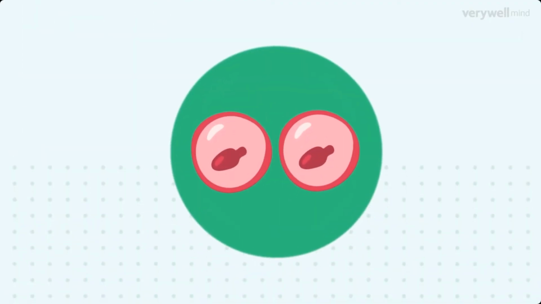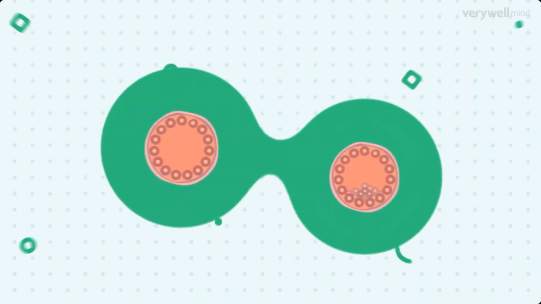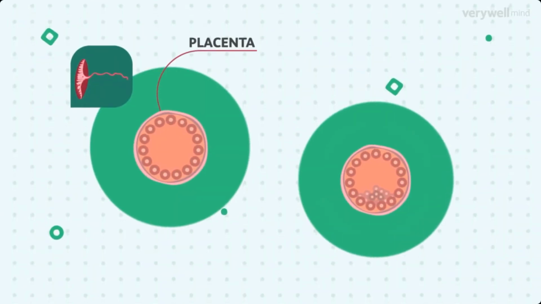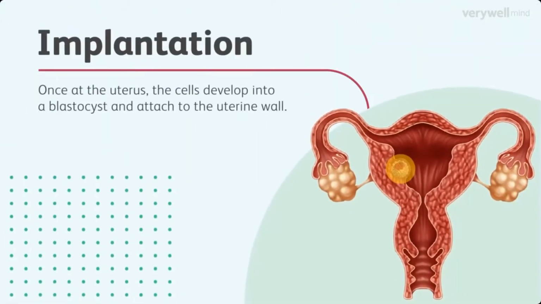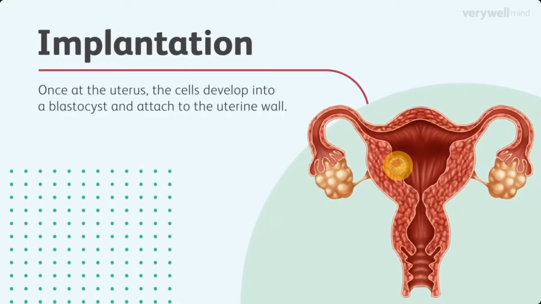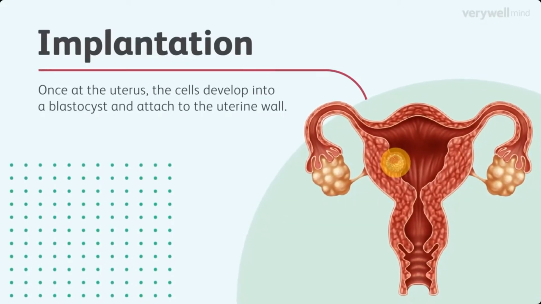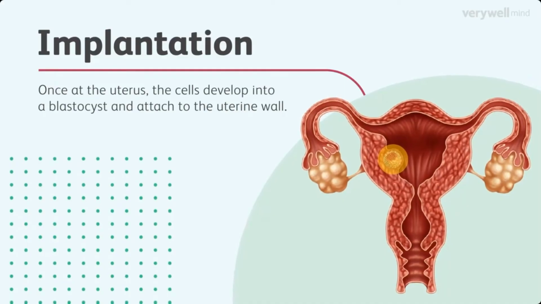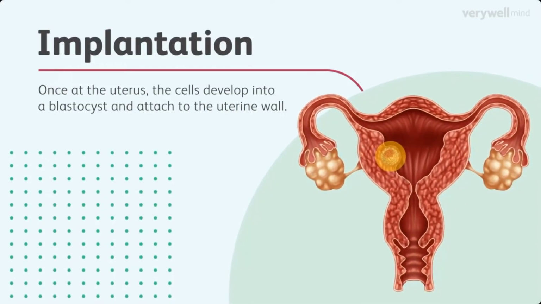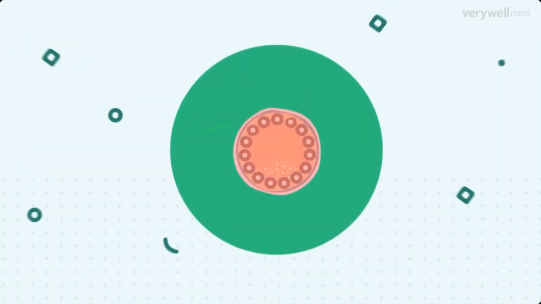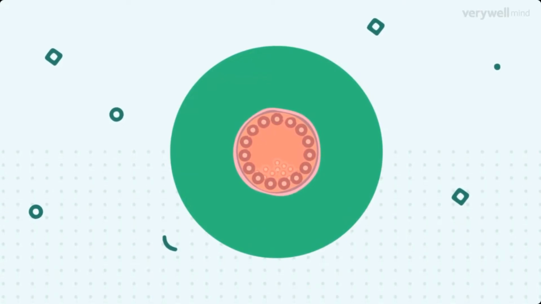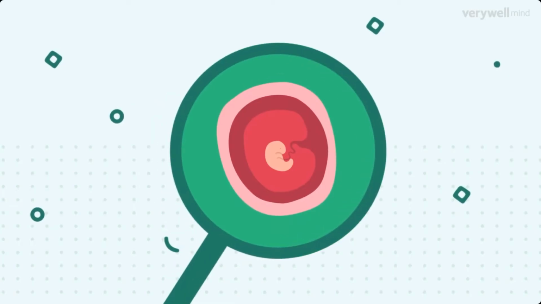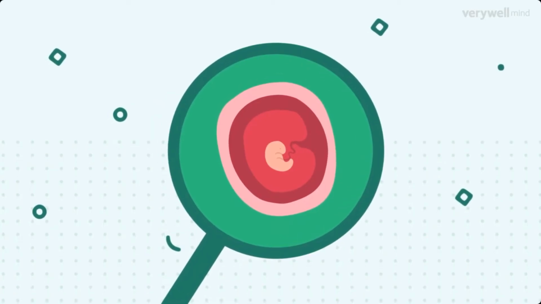As the cells rapidly multiply, the outer cells eventually become placenta, while the inner cells form the embryo. The cells develop into what is known as a blastocyst. Once at the uterus, the blastocyst attaches to the uterine wall through a process known as implantation. The 3rd week after conception, the mass of cells become an embryo. Over the next month, the embryo becomes distinctly human.